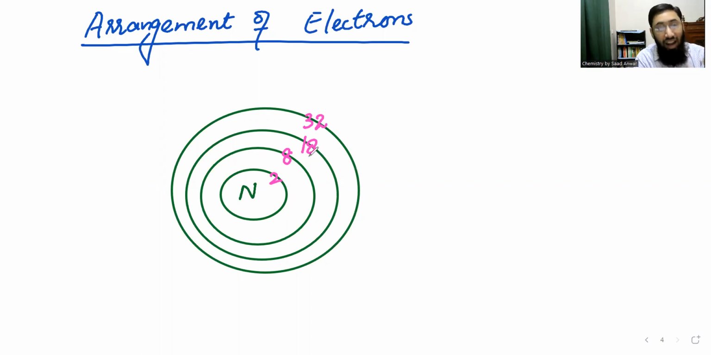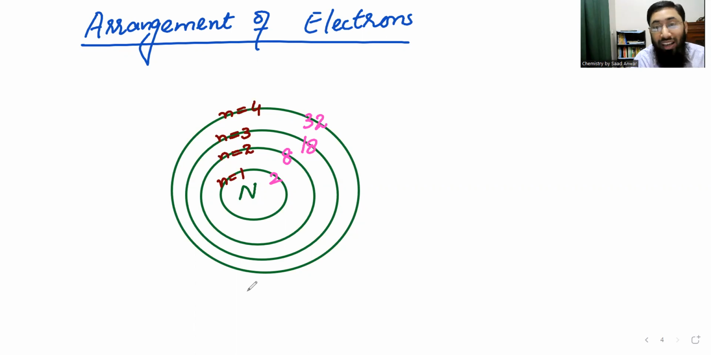This is the arrangement of electrons in shells, and the other name of a shell is energy level. This is the first shell, n is equal to 1. This is the second shell, n is equal to 2. This is the third shell, n is equal to 3. This is the fourth shell, n is equal to 4.